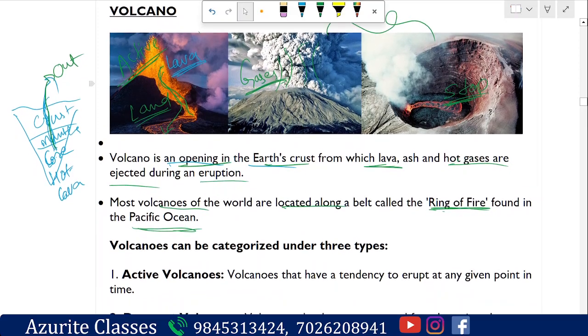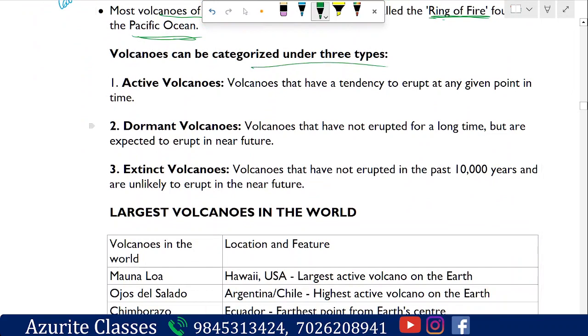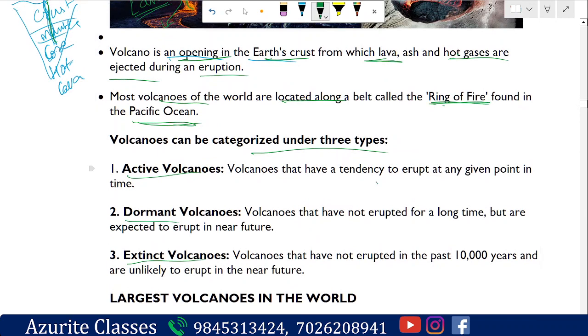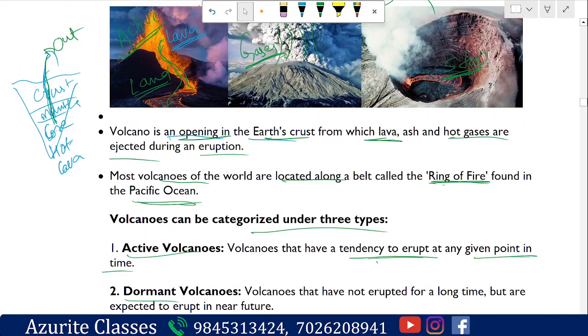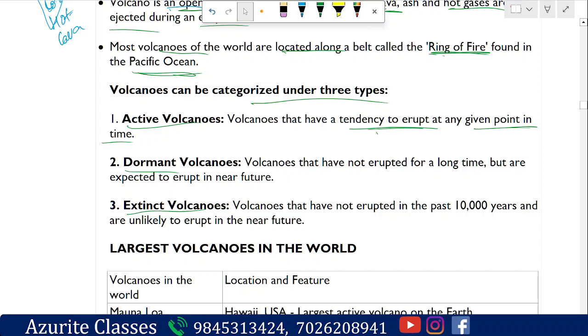Okay, good. So let us see, volcanoes can be categorized into three types: active, dormant and extinct volcano. That is what I just told, right? Active volcanoes have the tendency to erupt at any given point in time. It may overflow, that is, it may start again anytime. That is an active volcano.